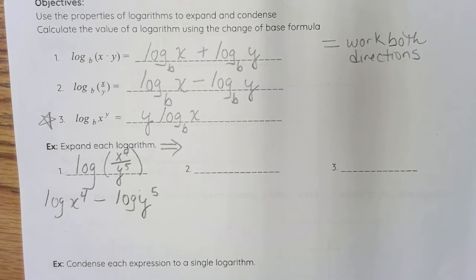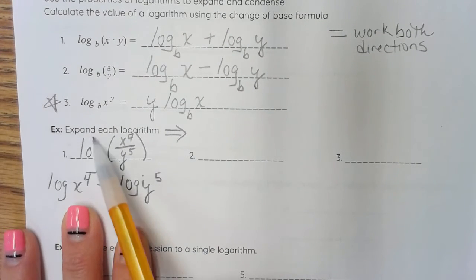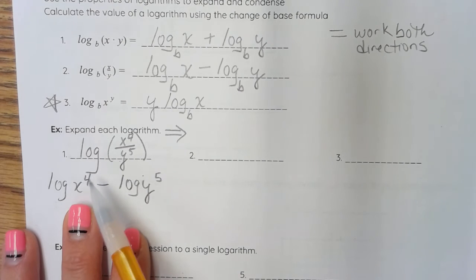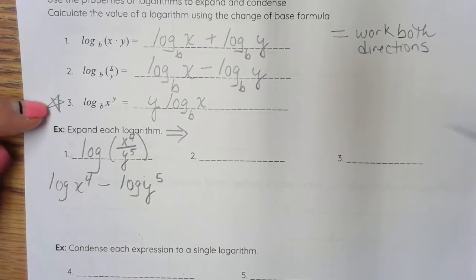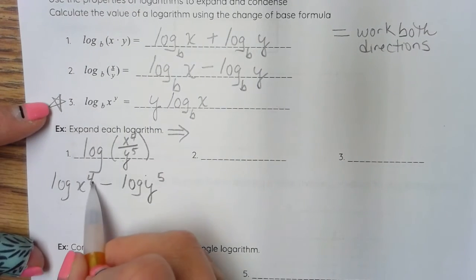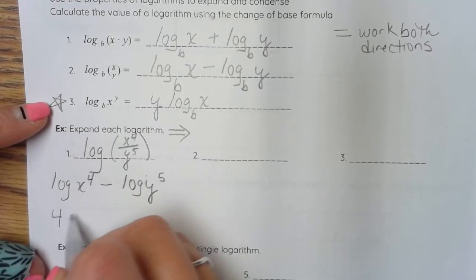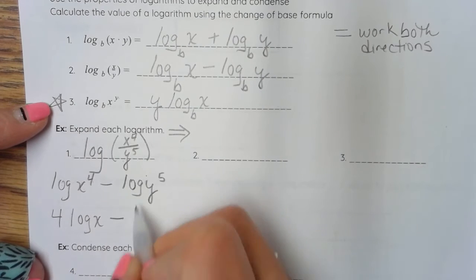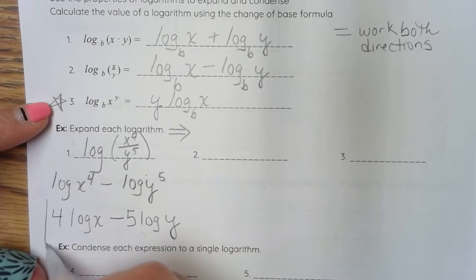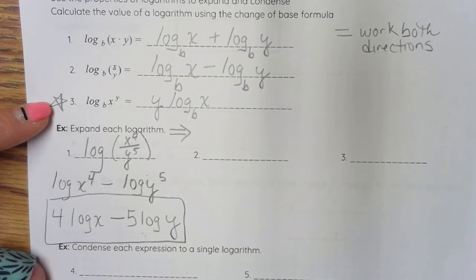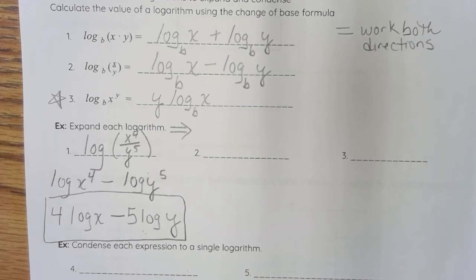So I've almost fully expanded this, but I've got these powers, these exponents. Anytime it asks us to expand, we want to get those exponents out in front. So I'm going to use the following rule. I have log x to the fourth, so I had log x to the y. I can bring that exponent out in front. So 4 log x minus, I can do the same thing here, 5 log y. So here we used rules 2 and 3 together.